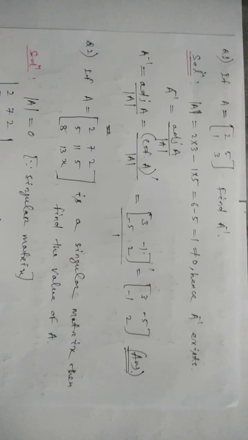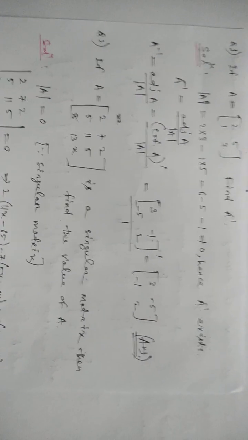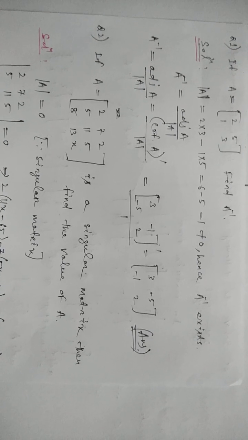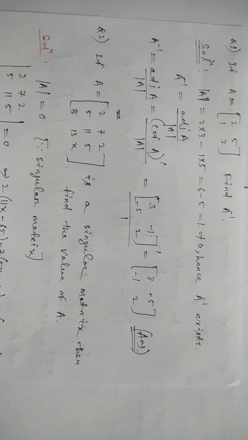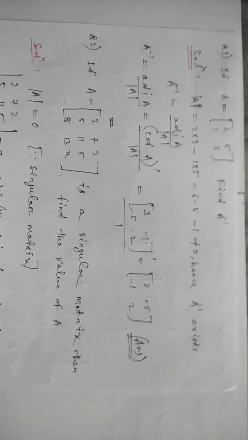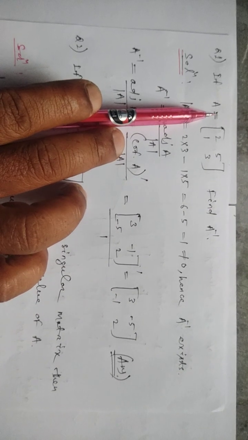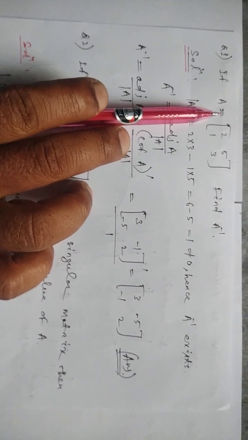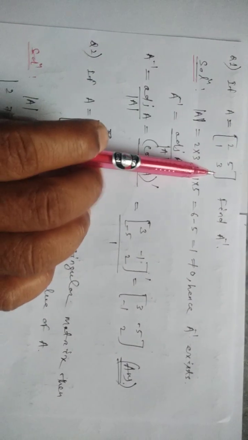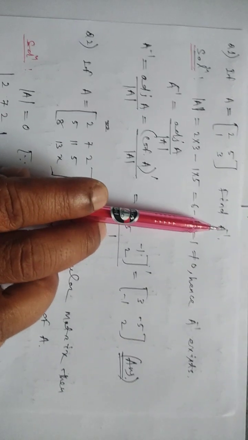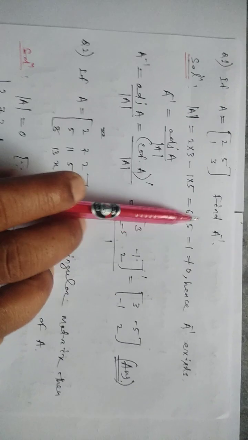Dear students, some important questions we are going to discuss from the chapter determinant and matrix. One question is regarding your inverse matrix. Question is, if A matrix is given as 2 5 1 3, then find the inverse of it.